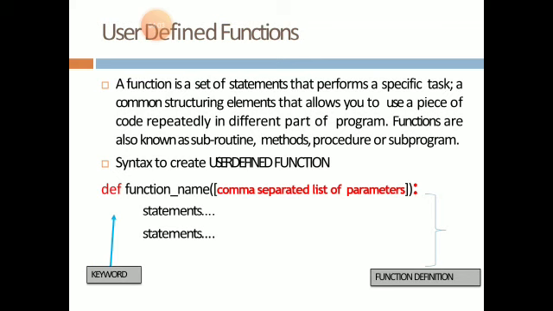Now we will see what are user defined functions. A function is a set of statements that performs a specific task, a common structuring element that allows you to use a piece of code repeatedly in different parts of the program. Functions are also known as subroutines or methods or procedures or subprograms. You can see the syntax of a function. First we have to use the def keyword, then the function name, and then in the brackets you can write comma separated parameters. Parameters we'll see later. And then whatever you want to execute by the function, that statement will be written.